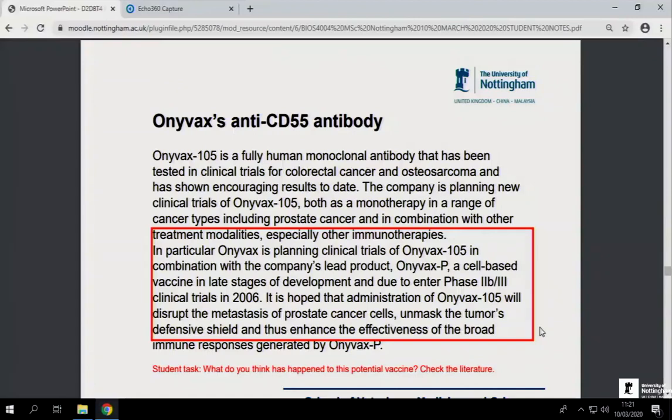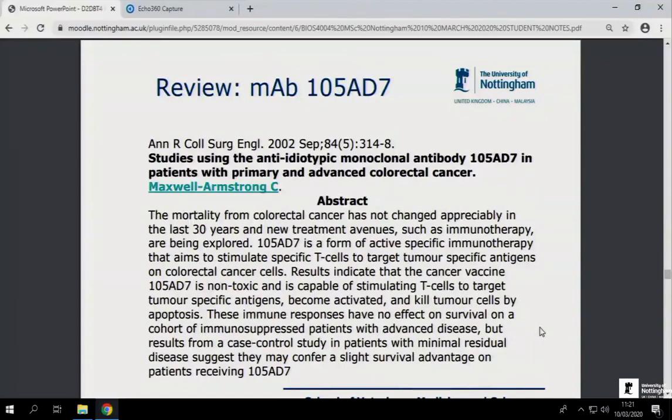And there's some general stuff about Onivax, and I'm not going to read all that either. There's a review of that antibody and how it's been used. You can see it's quite an old review, it's 2002, but it doesn't matter. It will lead you into that. If you just look at Maxwell Armstrong's lot and Lindy Durrant's lot, just follow them up in PubMed, you'll see what the recent papers are from them.